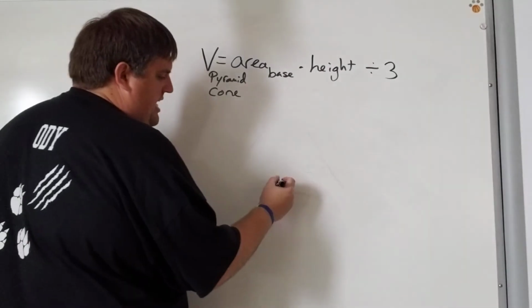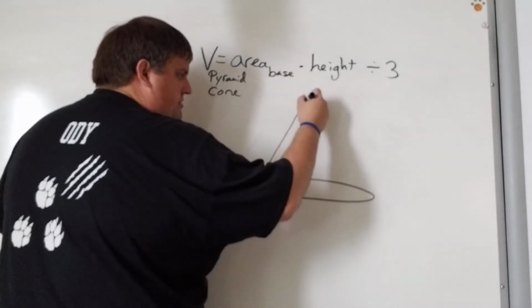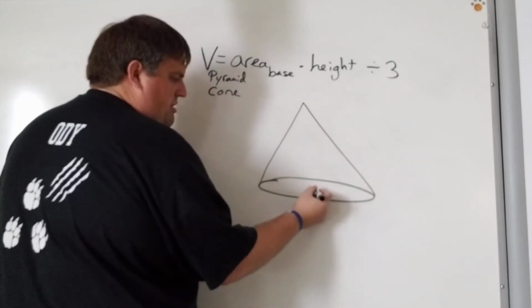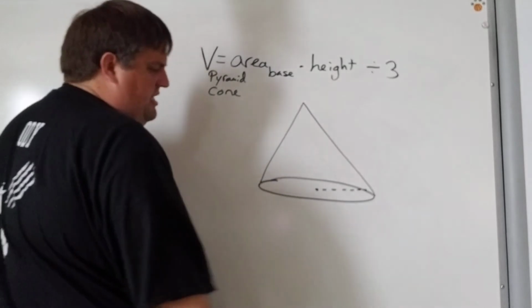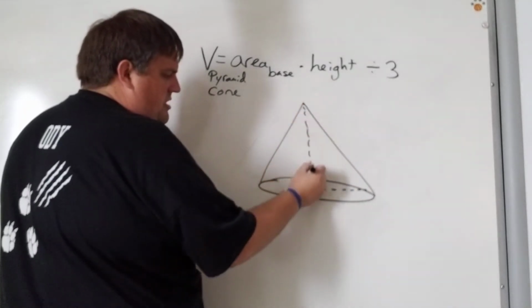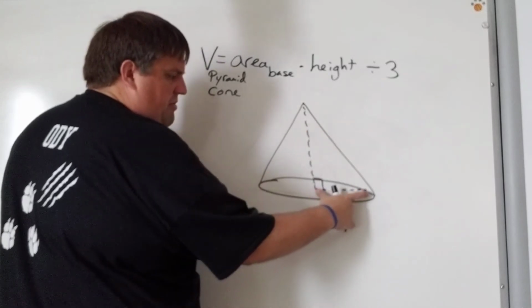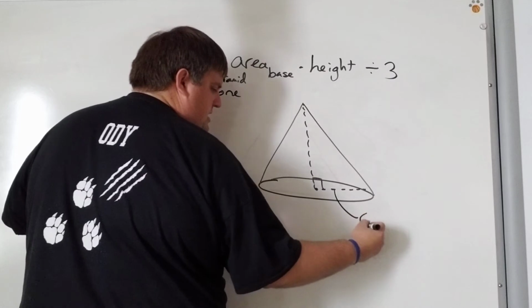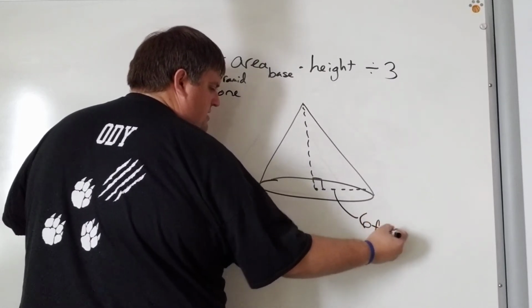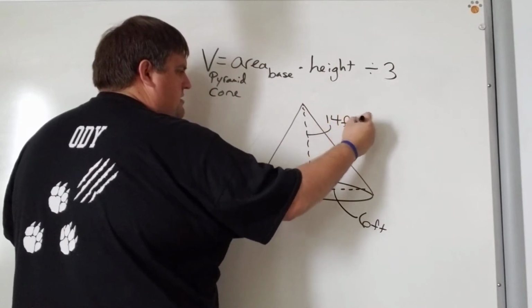Cone is going to be the same thing, only our base is now a circle. They might give you the diameter, they might give you just the radius. We'll just take the radius this time. Just be careful if they give you the diameter, you only want the half, right? So let's say that the radius is 6 feet and it goes up 14 feet.